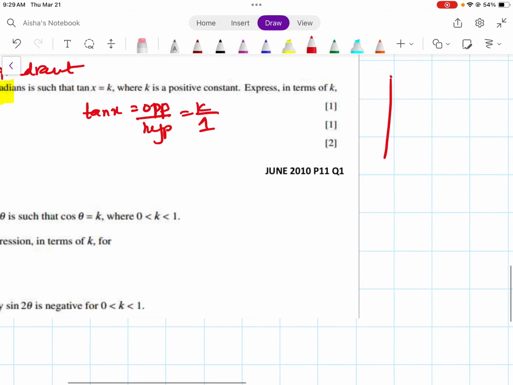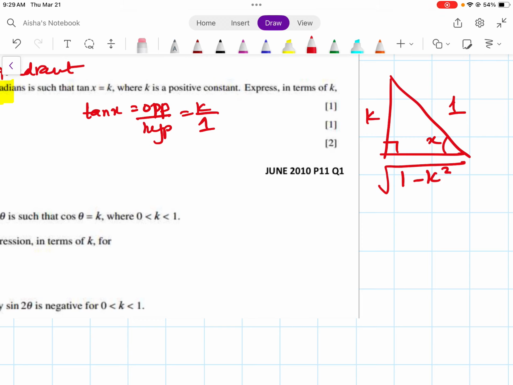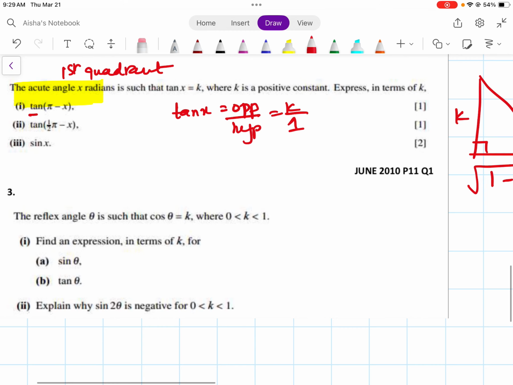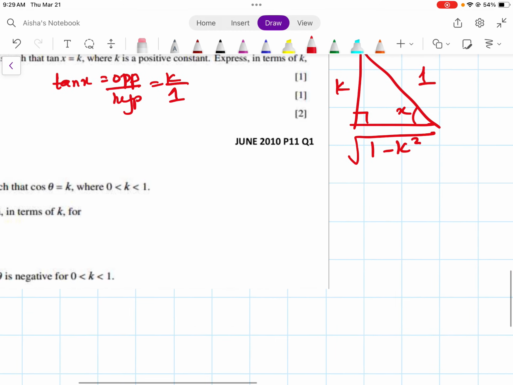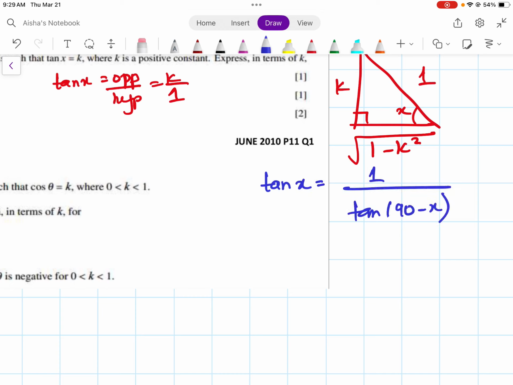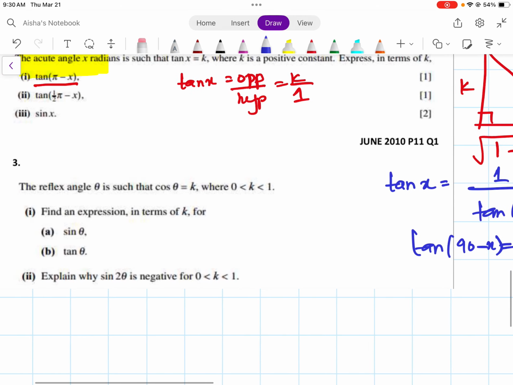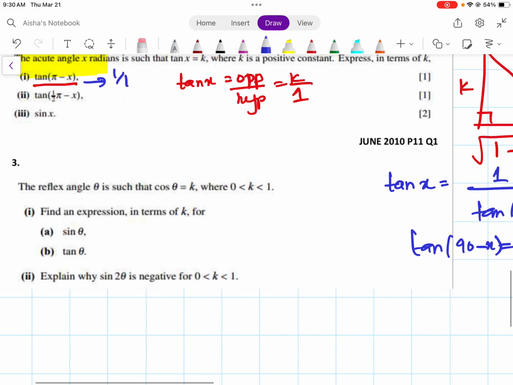So if I make a triangle, using Pythagoras theorem, now tan(90 minus x). You need to remember the identities. Tan x is equal to 1 upon tan(90 minus x). So tan(90 minus x) is going to be 1 upon tan x. Now, you already have tan x, which is k, so 1 upon tan x is going to be 1 upon k.